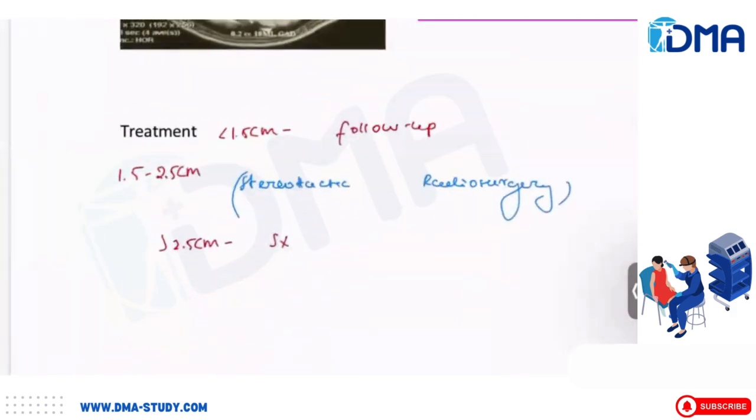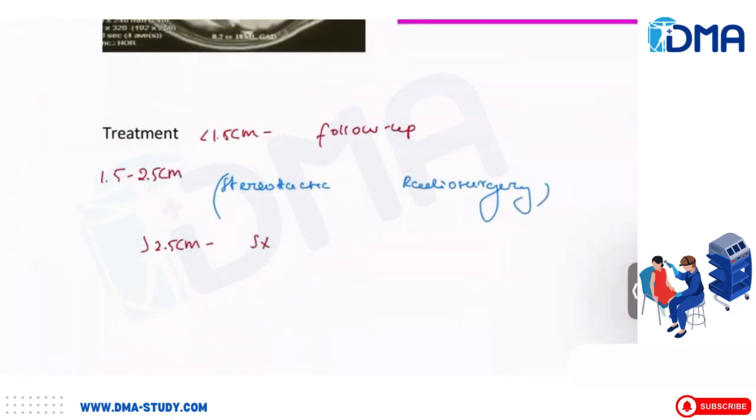The treatment is very important. If the tumor is lesser than 1.5 centimeter, you just do follow up for the patient. You don't have to treat, as it is a benign tumor and not going to do much harm. For 1.5 to 2.5 centimeter, I am going to do stereotactic radiosurgery or stereotactic radiotherapy, which will not affect the surrounding structures. Number 3, if it is more than 2.5 centimeter, I am going to do a surgery.